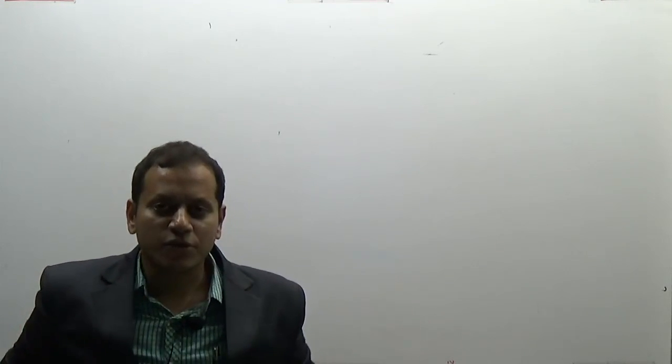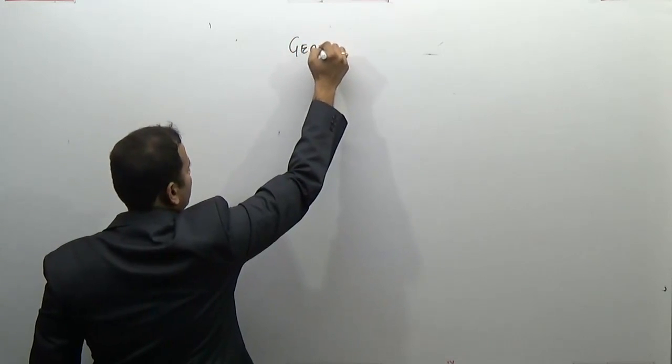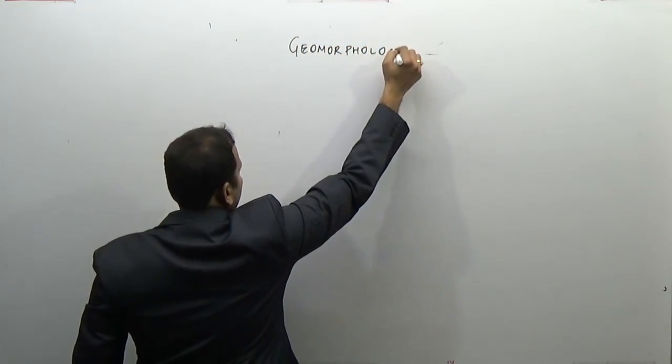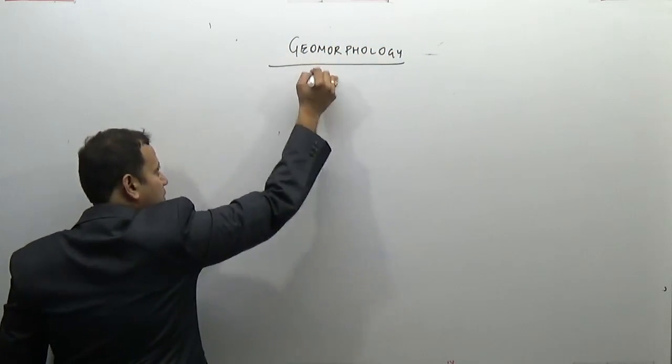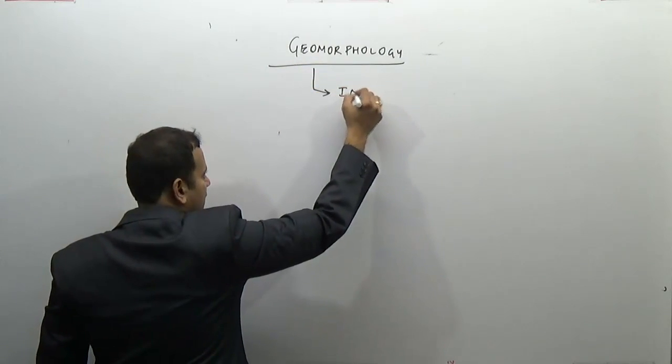Now, when we study geomorphology, it is somewhat technical in aspect, somewhat conceptual in aspect. It is one of the largest portions of geography. So geomorphology is the study of the landscape on the earth. The basic idea is to study geomorphology in three parts. That is, first, the interior of the earth.